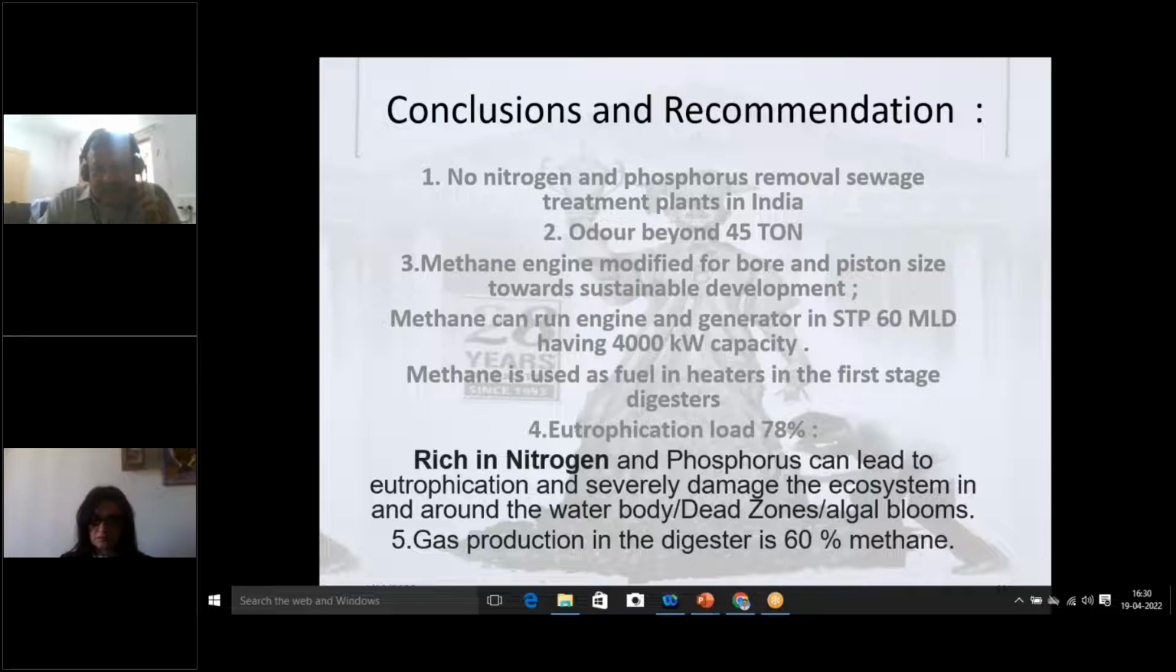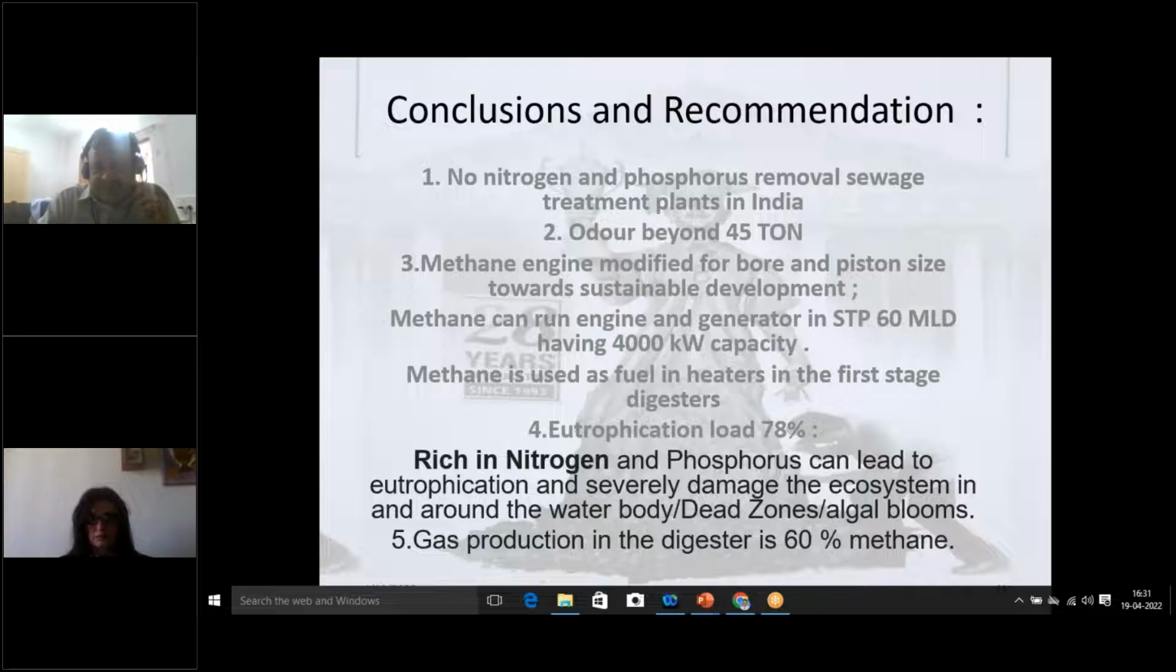Eutrophication load is 78% because of the nitrogen and phosphorus beyond 10 mg per liter. As per Sawyer and McCarty, nitrogen should not be more than 0.001 mg per liter, and phosphorus 0.005 mg per liter, and the eutrophication load is about 78% because the groundwater and stream pollution take place due to the sewage, the wastewater generated from the cities.